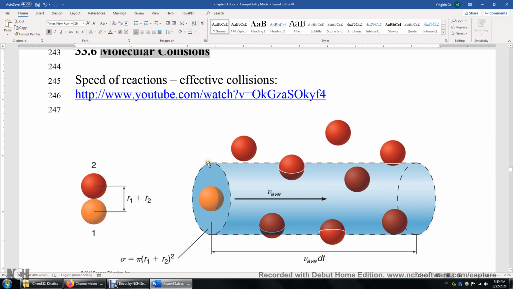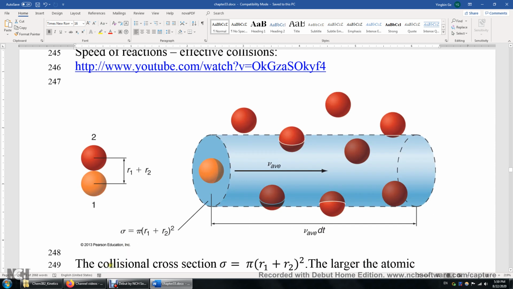Mathematically, we need to imagine a cylinder here with a length of v average times dt. So this is the distance the orange sphere travels within this time interval dt. And then the bottom surface of the cylinder is pi times (r1 plus r2) squared. So this is the sum of the atomic radii. This sigma has a name, collisional cross-section area.